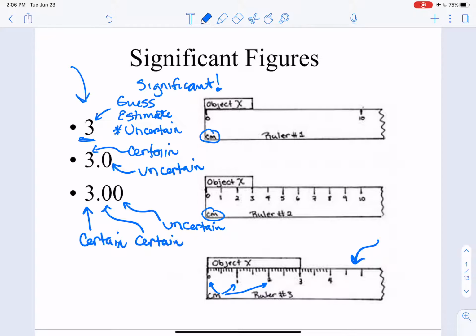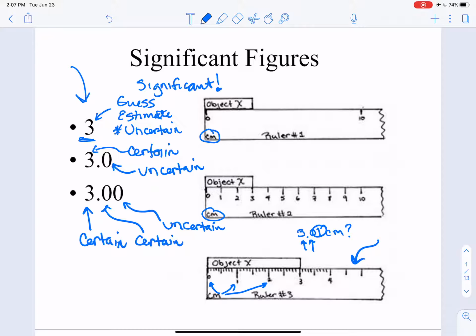Now, if you look at this picture and you go, oh no, I think it's 3.01 or 3.02 because it looks like it's slightly past exactly 3.00, would you be correct if you reported this as 3.01 centimeters? Yes, because these two values are certain. So my measurement should match your measurement in those two spots, but on the end is where we have a little bit of wiggle room because that's where we have the guess.